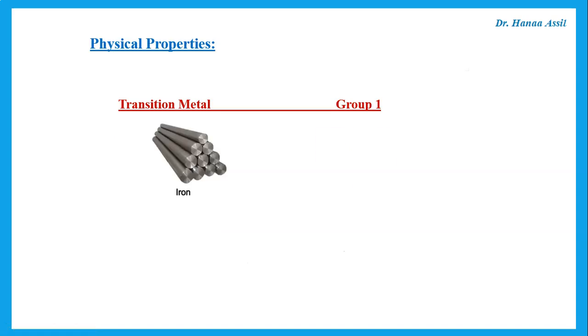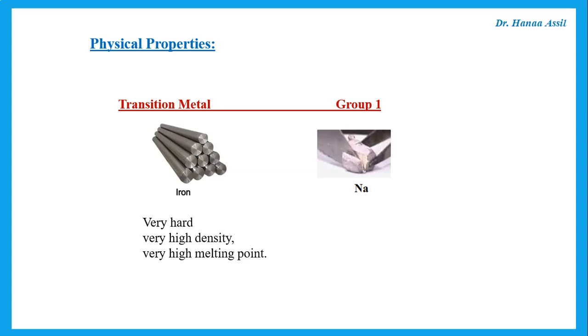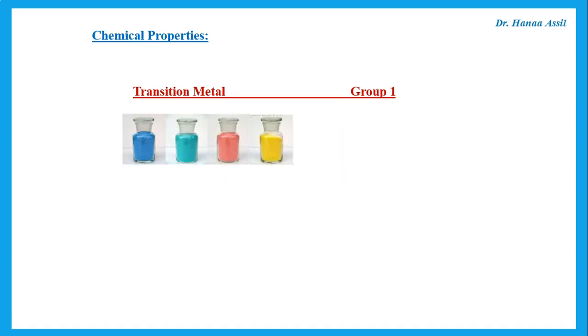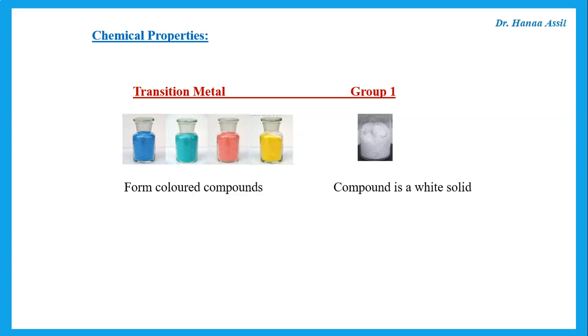So if we compare physical properties of transition metals with any other group, like group 1, transition metals are very hard, with very high density and very high melting point, while something in group 1, for example, is soft, with lower density and lower melting point. If we're comparing chemical properties, we said transition metals form colored compounds, while group 1 do not. They don't have a color, so they are white solids or colorless solutions.